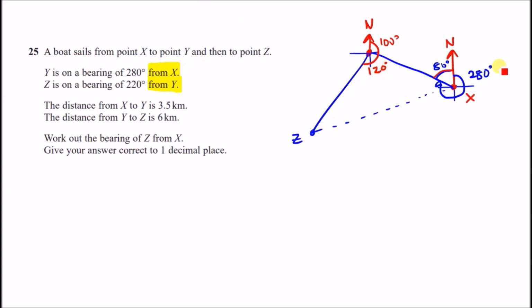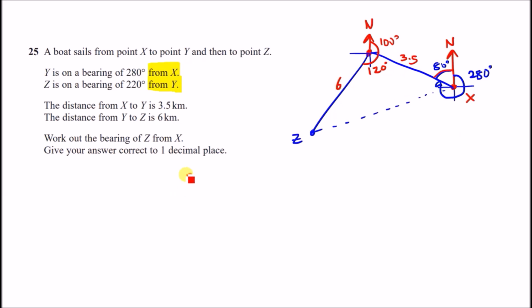That's all the gaps so far. Now, what do we have? So the next statement tells us that the distance from x to y is 3.5 kilometers. So that's this line here, 3.5 kilometers. And from y to z is 6. Okay. So far so good.